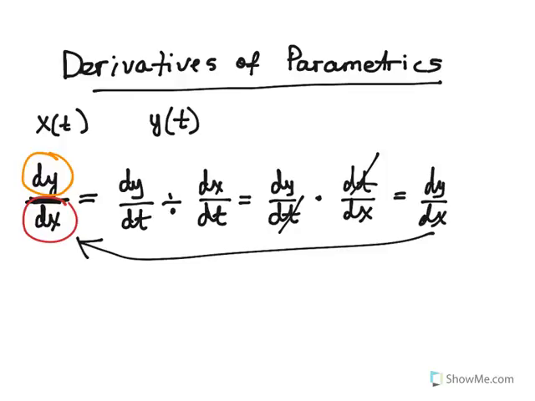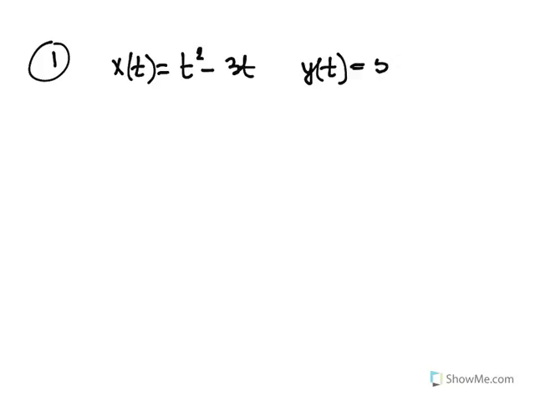So it's very simple. They give you the two parametric equations. To find the derivative, you just find y prime, you find x prime, and do y prime over x prime. And that's it. So let me show you a couple of examples. Example 1. A curve is defined by x of t equals t squared minus 3t, and y of t equals 5 cosine of t. And they want you to find dy dx.